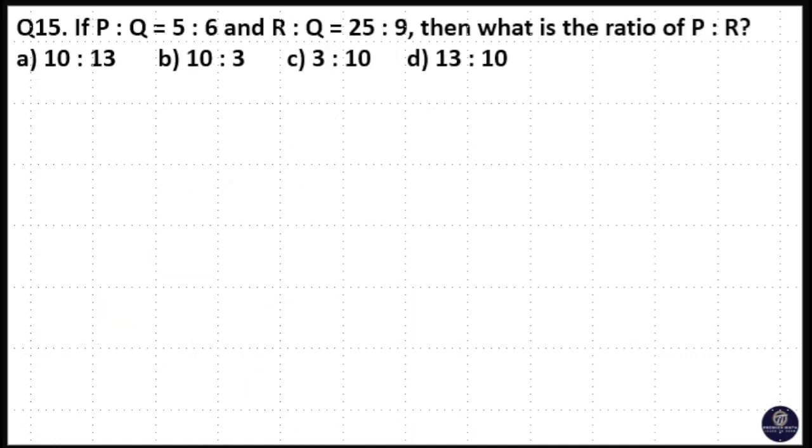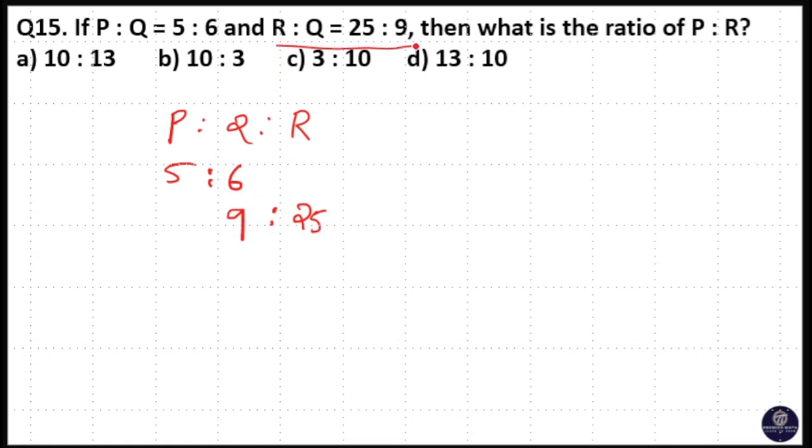Next is question number 15. If P is to Q is equal to 5 is to 6 and R is to Q is equal to 25 is to 9, then what is the ratio of P is to R? So, P, Q, R. P is to Q is equal to 5 is to 6. Then R is to Q is equal to 25 is to 9.